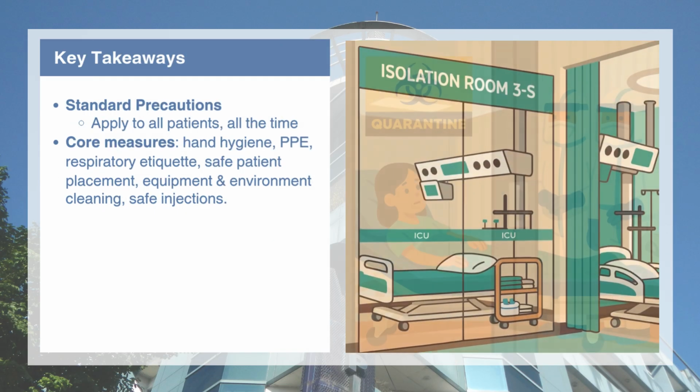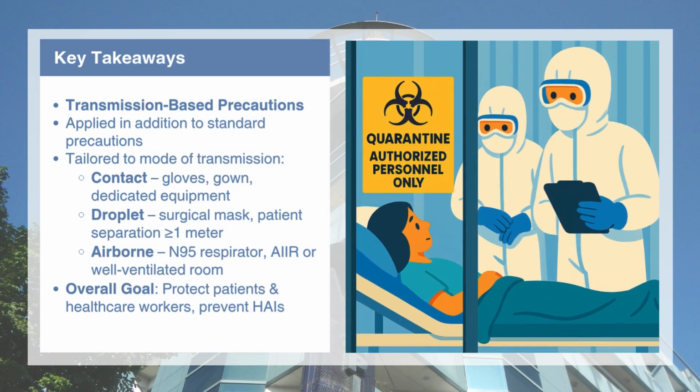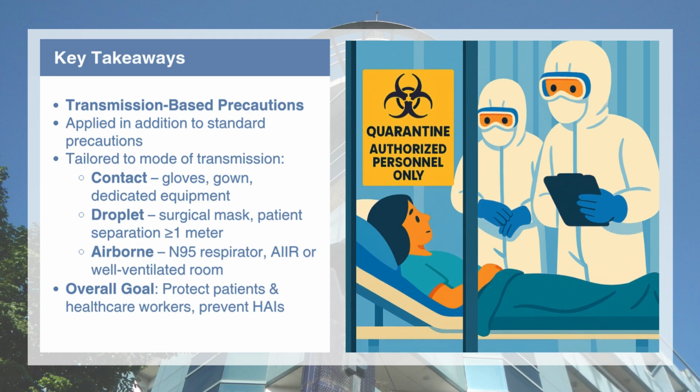To summarize, isolation precautions consist of standard precautions and transmission-based precautions. Standard precautions must be practiced with every patient, every time, and include essentials like hand hygiene, PPE, and safe injection practices. Transmission-based precautions are added for patients with known or suspected infections, and these are tailored to whether the pathogen spreads by contact, droplets, or airborne routes. The overall goal is to protect both our patients and our healthcare workers while preventing healthcare-associated infections. Consistency, vigilance, and adherence to these precautions are the keys to keeping Ospital in Makati a safe environment for care.